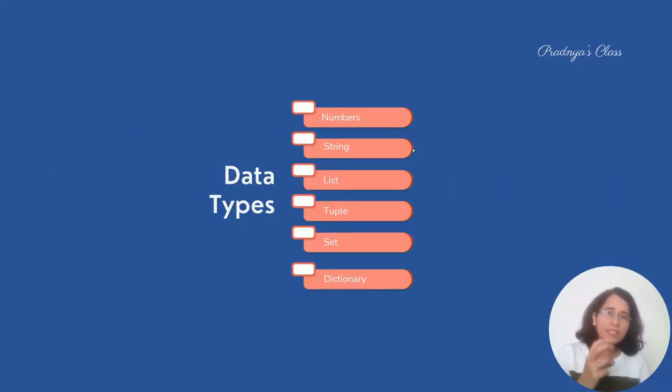There are a total of 6 data types provided by Python. The numbers and string data types we are already familiar with. Now we have to study about list, tuple, set and dictionary. So let's study all these data types in detail.